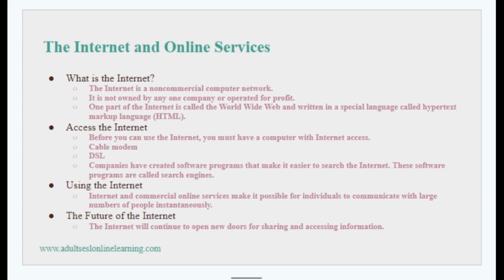In order to find and view information on the Internet, you must use a web browser. Many companies have created software programs that make it easier to search the Internet. These software programs are called search engines. Some of the more well-known include Google, Yahoo, and Dogpile.